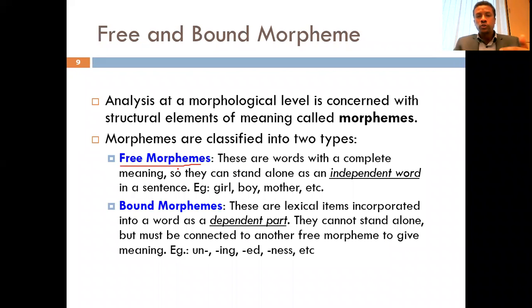Yeah. Okay, so some of the morphemes, we call them free morphemes, and they are part of the dictionary. They have independent meaning. But some other morphemes, we call them bound morphemes. If a morpheme is bound, it means it is not meaningful by itself. To give meaning to that bound morpheme, it has to be attached to another free morpheme. So they cannot stand alone, but must be connected or attached to another free morpheme to give meaning.